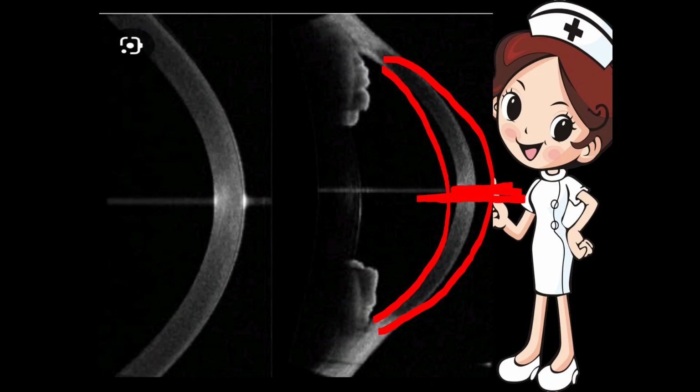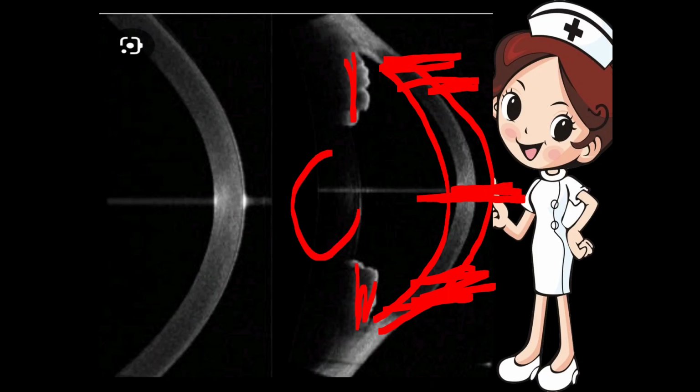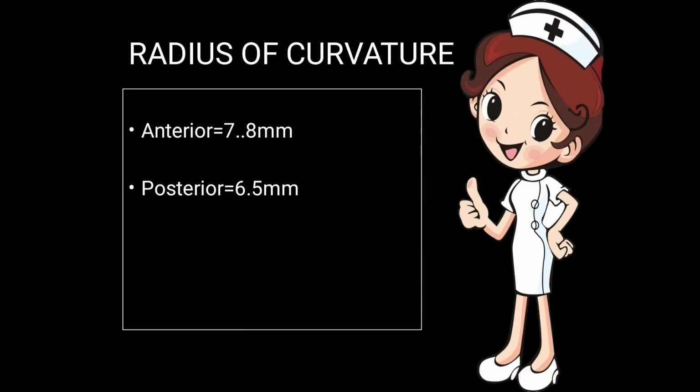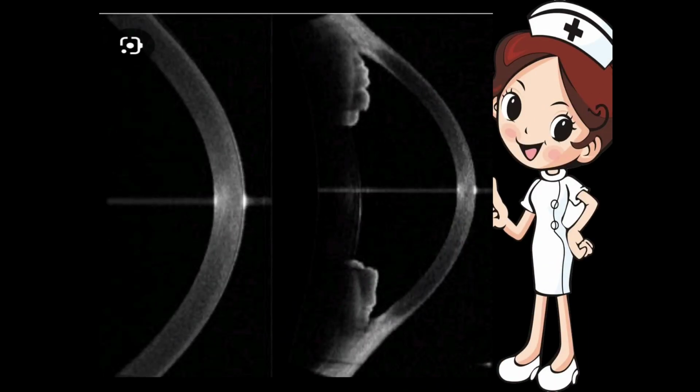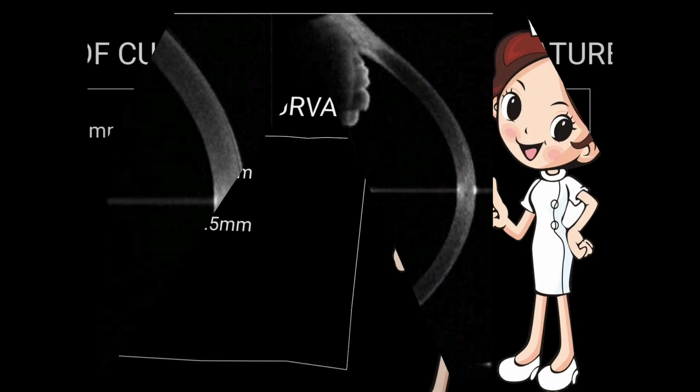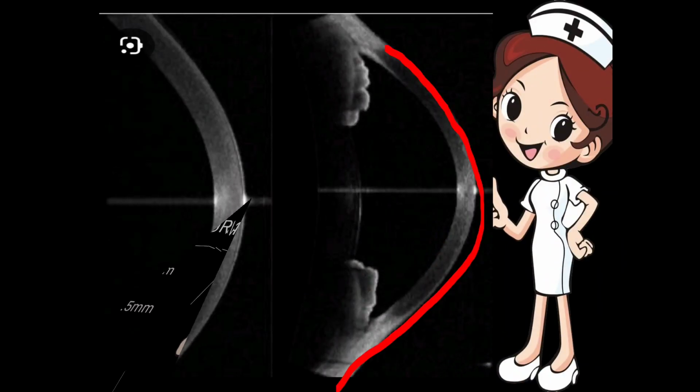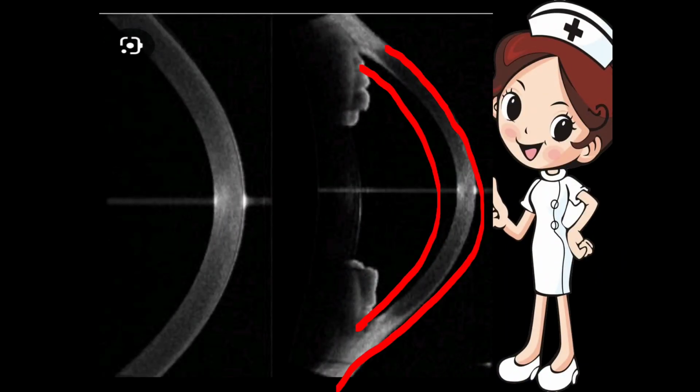Here is the central thickness, here is the peripheral thickness, this one is the iris, and here the lens is seen. Here is the angle which is formed between the iris and the cornea. Next one, radius of curvature. The radius of curvature means how it is curved. From the anterior side, it is curved about 7.8 mm, and at the posterior side it is curved about 6.5 mm.